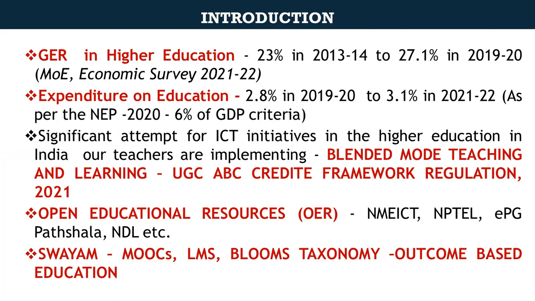Then, very important, whenever you start discussing information and communication technology, we need to understand the expenditure on education. This is something very important. We need to look into it. As far as 2019-20, only 2.8% of GDP was the share for expenditure on education. Then it increased to 3.1%. As far as NEP 2020, they also made a criterion of 6% of GDP. So this will enhance the introduction of information and communication technology in education. These are some of the things we need to keep in mind.